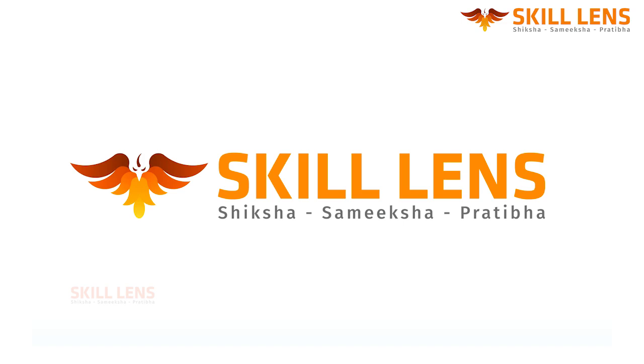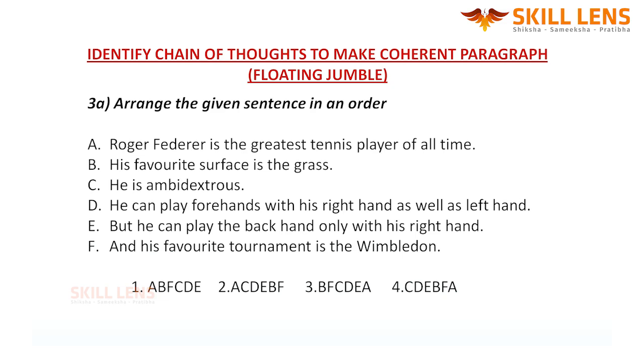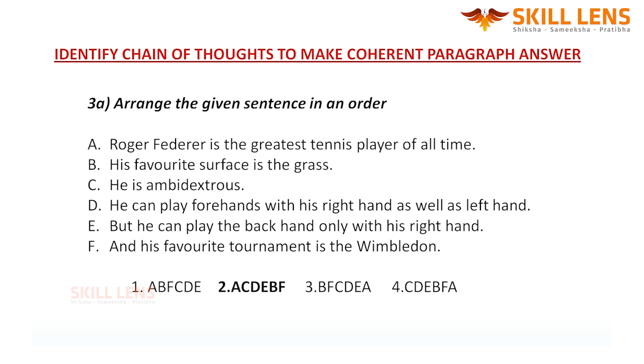We have mainly two kinds of questions that we come across in parajumbles. One is called a floating jumble, another is called a rooted jumble. We'll take up examples on each of these kinds of jumbled questions and solve them to understand how we can apply the strategies. Here is a floating jumble. Kindly pause the video to be able to arrive at an answer of your own. The answer for this question is 2.